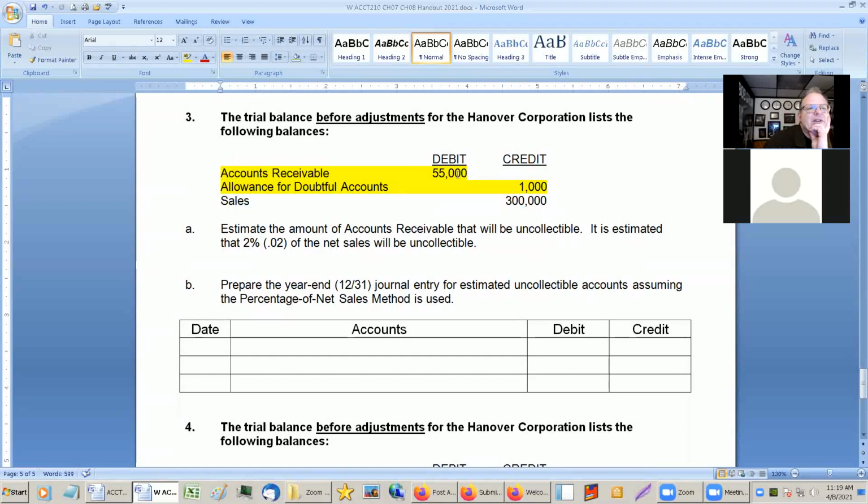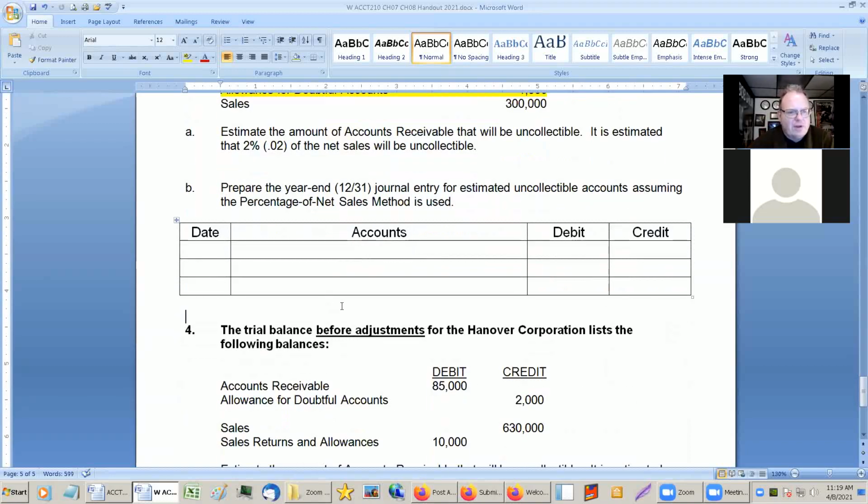This allowance account has 55,000 in it. The allowance for doubtful accounts is sometimes called the allowance for uncollectible accounts. It has 1,000. So these two kind of go against each other, and you can see that the accounts receivable is a debit, and this allowance for doubtful accounts is a credit. And this is kind of left over from the previous year. If this is at year end, there's still some left in that allowance account.